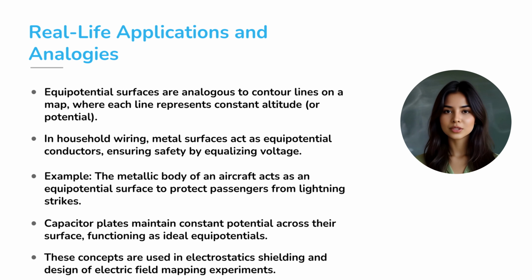In electrical systems, metal conductors, like wires or aircraft bodies, are often equipotential surfaces. Any excess charge distributes itself in such a way that the entire surface is at the same potential. A powerful example: the metallic body of an aircraft acts as an equipotential during flight. Even during a lightning strike, the charge spreads instantly, keeping passengers safe. And in capacitors, each plate is an equipotential surface, maintaining uniform voltage across its entire surface. So equipotential surfaces are not just abstract physics, they are engineered into real-world systems.